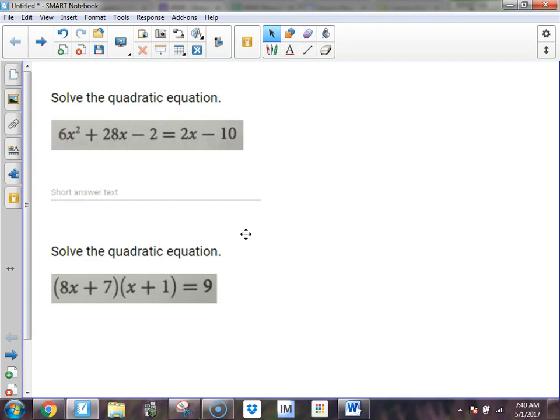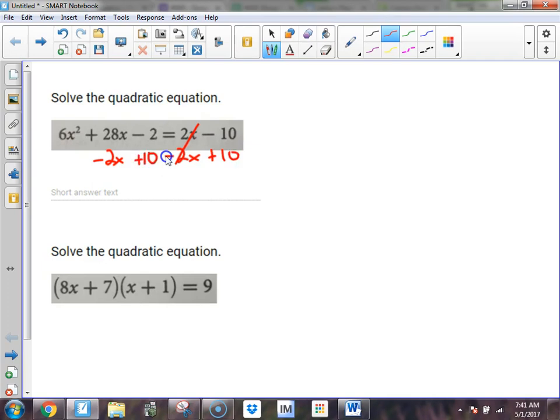You don't have that here. Generally, you want the x squared to stay positive, so we're not going to move the 6x squared. But we are going to move the 2x and the minus 10. To do that, we do opposites, so I'm going to subtract 2x. And I'm also going to add 10. This is also so that the right side of the equal sign is 0.